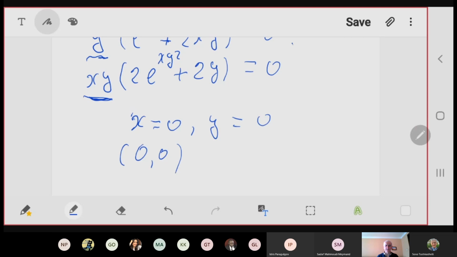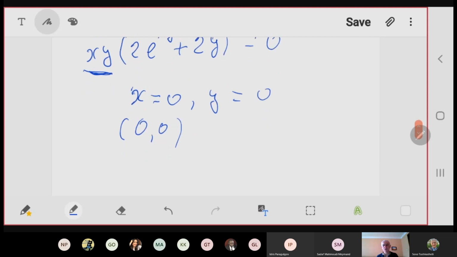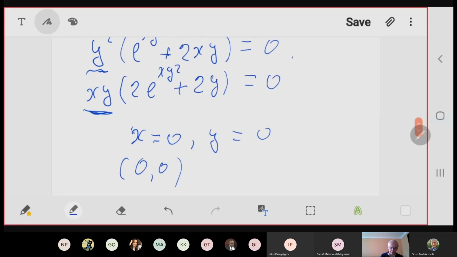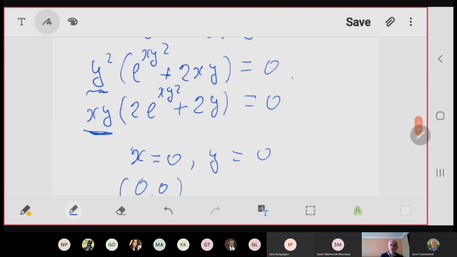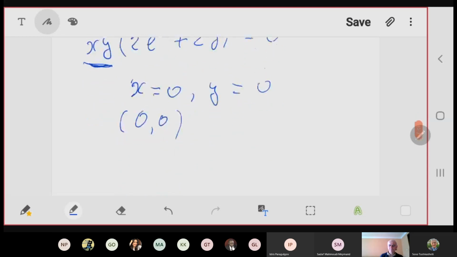So here in this problem, there are 2 parts, and we did the first part. We proved that (0, 0) is a critical point. It does not mean that this function has no other critical points, but it was required to show that the point (0, 0) is a critical point, and we showed it because when x equals 0 and y equals 0, both partial derivatives are equal to 0.